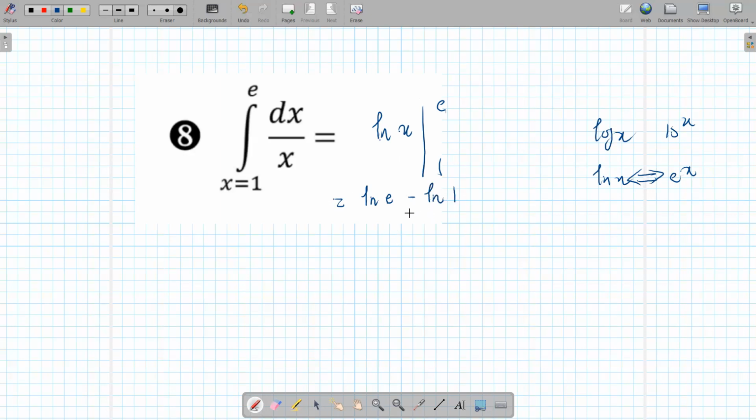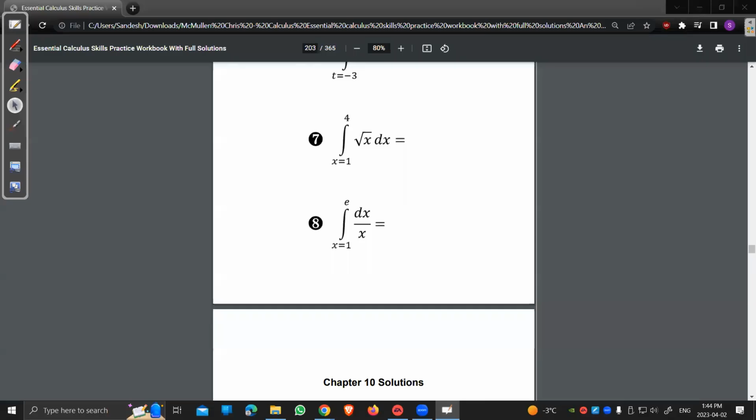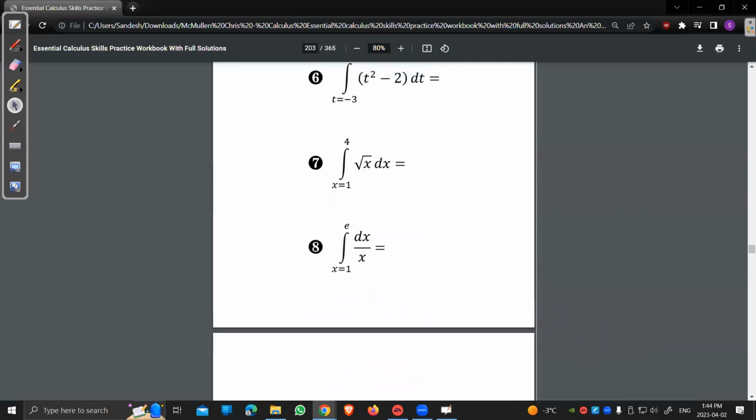Now you can plug this in a calculator if you want. Ln of e is 1, ln of 1 is 0. So you get 1 as your final answer. But ln and e, they cancel each other out. You get a 1. And that's it. Easy peasy. Is this difficult? No.